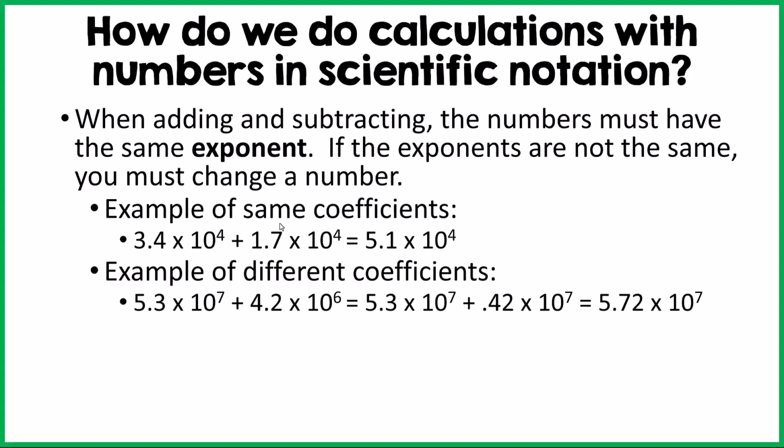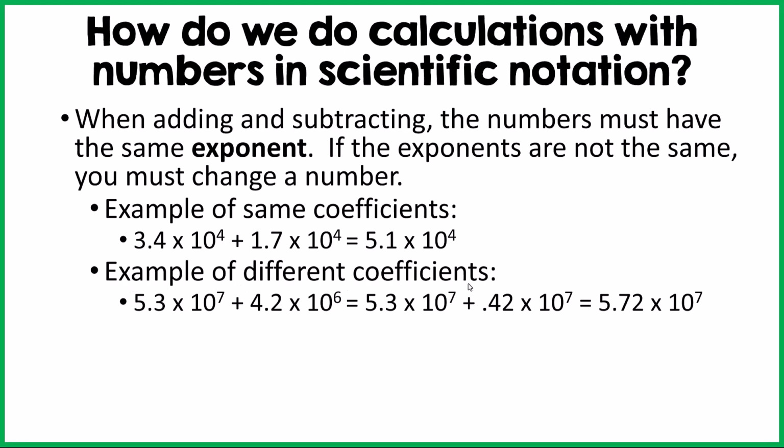So here's an example. If we have the same exponents and we're adding two scientific notation numbers, we have 3.4 times 10 to the 4th plus 1.7 times 10 to the 4th. Since those exponents are the same, we can just add those numbers, those coefficients together. And we end up with 5.1 times 10 to the 4th. And since this 5.1 is still between 1 and 10, that's an acceptable answer.